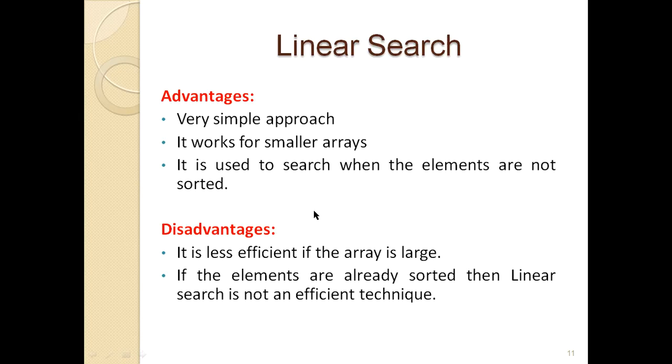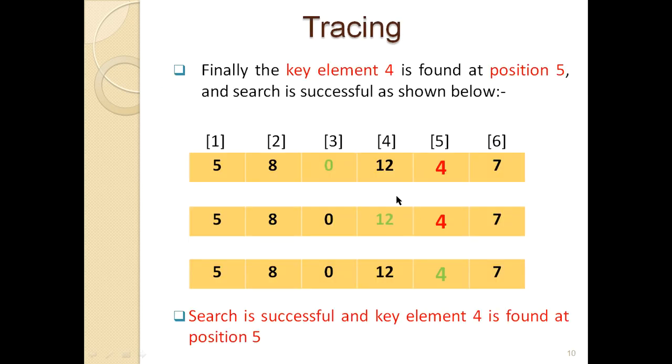And why do we call this inefficient for larger sizes? Because it is time consuming. Let us assume in our case I have 100 elements here, and my key element is the 100th element. So how many iterations does it take? It has to take 100 iterations, right? So this is less efficient.